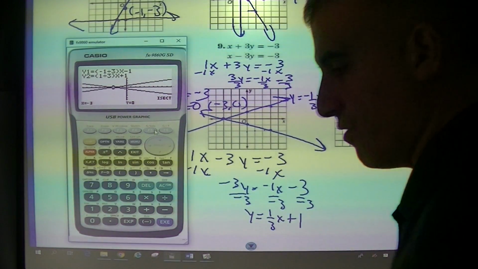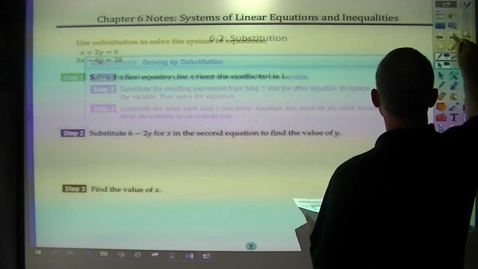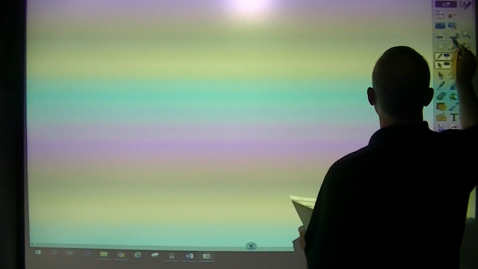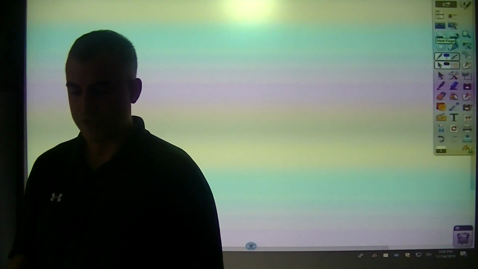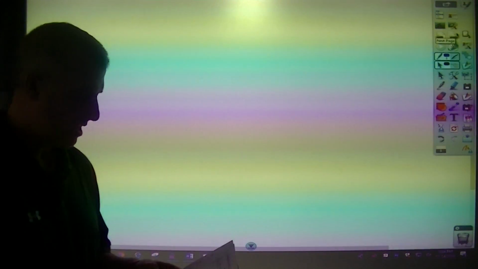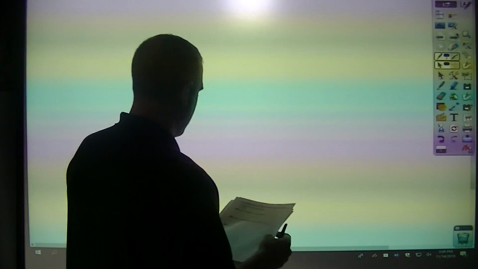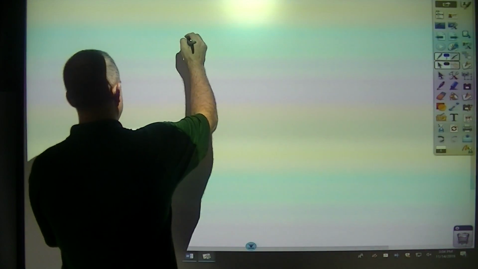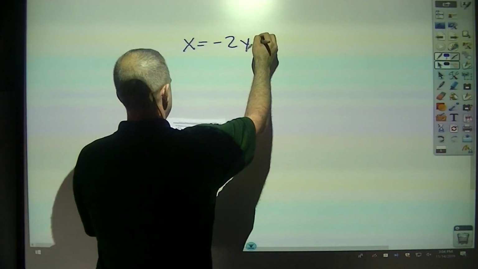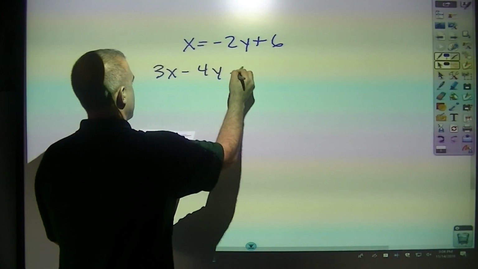Okay, now we're going to move on to solve by substitution. Now solve by substitution is going to be slightly different. Let me start you with this example. All right, x equals -2y plus 6, and then 3x minus 4y equals 28.